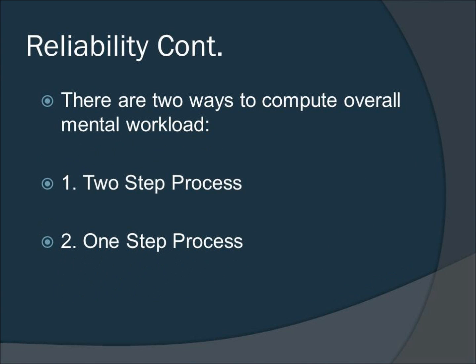Currently, there are 2 ways to compute overall mental workload. The 2-step process involves the 6 initial items, followed by 15 pairwise comparisons. The 1-step process only involves the 6 initial items. Not only is the second method less time-consuming and more convenient, but it has higher reliability than the first method. Adding the 15 comparisons in method 1 introduces an extra source of error and reduces the reliability of the NASA-TLX.